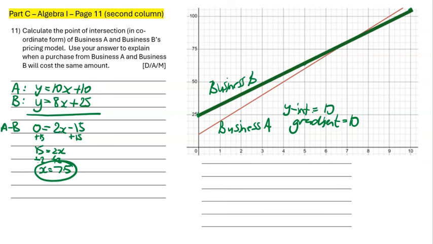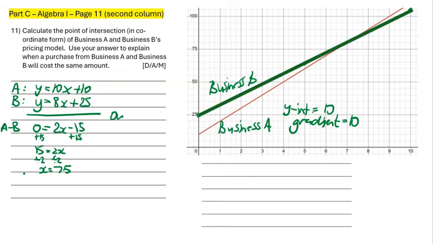Now this here is interesting because we now have to use it to explain when purchases from business A and business B will cost the same amount. And in this case here, it's a bit of a trick. You can't buy part of a Pokemon pack. So this answer here tells us if we bought 7.5 packs, it would be the same cost, but we can't actually do that. So let's talk about that.